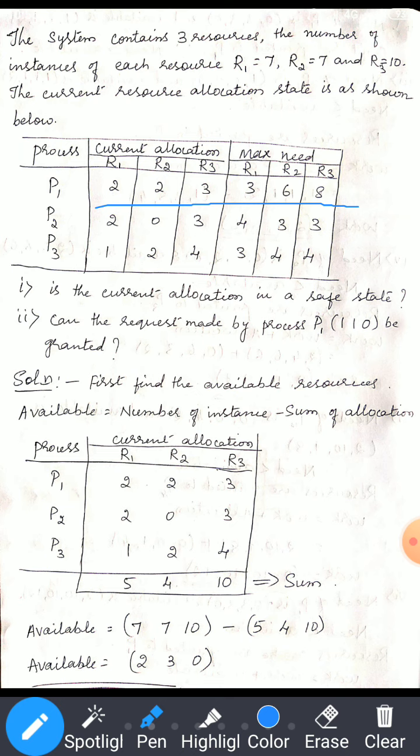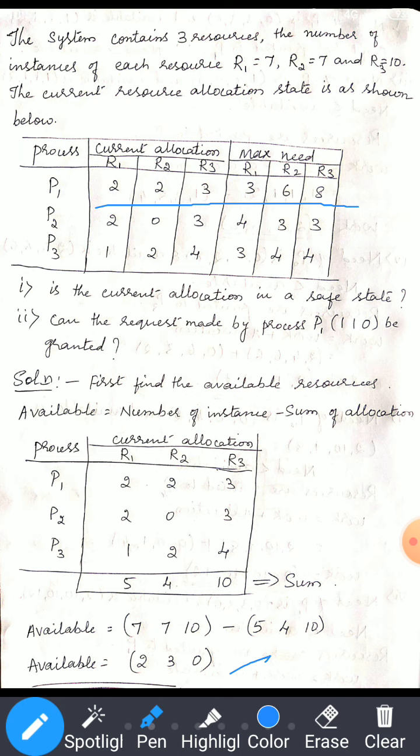For the given problem, the safe sequence becomes P3, P2 and P1. Understood? After calculation of the available resources, next you have to find the need matrix, that means calculation of the need for P1, P2, P3. After that, compare the need of P1 with the available, next P2 with the available, then P3 with the available. In this way you compare. First we are going to allocate to P3, next P2, and at last P1. So the safe sequence you are going to get is P3, P2 and P1.